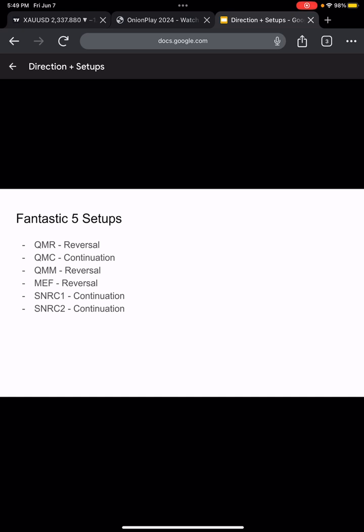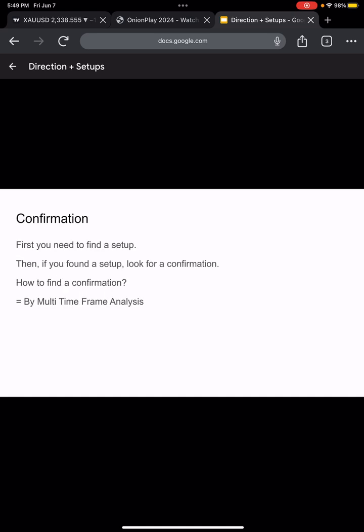So QMR is a reversal, a QMC is a continuation, a QMM is a reversal, MEF is a reversal, SNRC1 continuation, SNRC2 continuation. So I'm going to explain to you what all those are and show you some examples. So let's get to it.